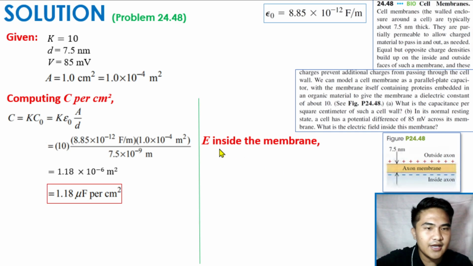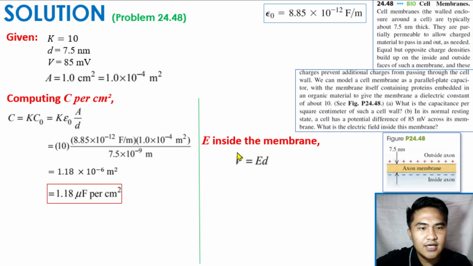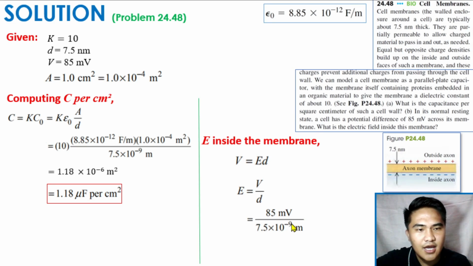Now let's solve for the electric field inside the membrane. Since we have the potential difference V and the distance, we can compute for the electric field using this formula. Rearranging this, we have E is equal to V over D. Substituting the values, we have the potential difference, which is 85 millivolts, and the distance between the inner and the outer membrane, giving us 1.13 times 10 to the 7 volts per meter. So this is the electric field inside this membrane.